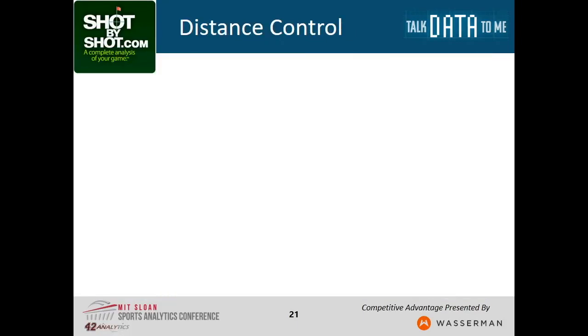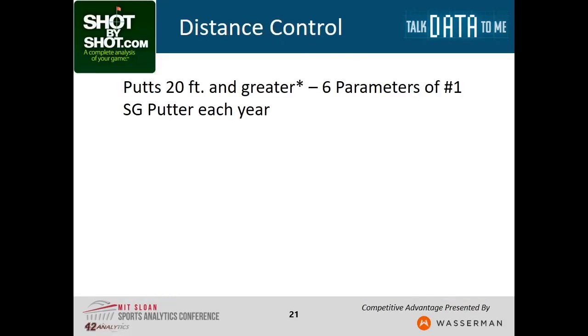Then there's the distance control skill. I put together an analysis of 6 parameters, and I put the #1 strokes gained putter each year through it. And so I collect this database of what distance control looks like at a very high level of the game. And I also have, of course, the tour averages. And I can compare my players to those parameters and say, well, here's what you're not doing that the #1 putter is doing, or here's what you are doing that they're doing.